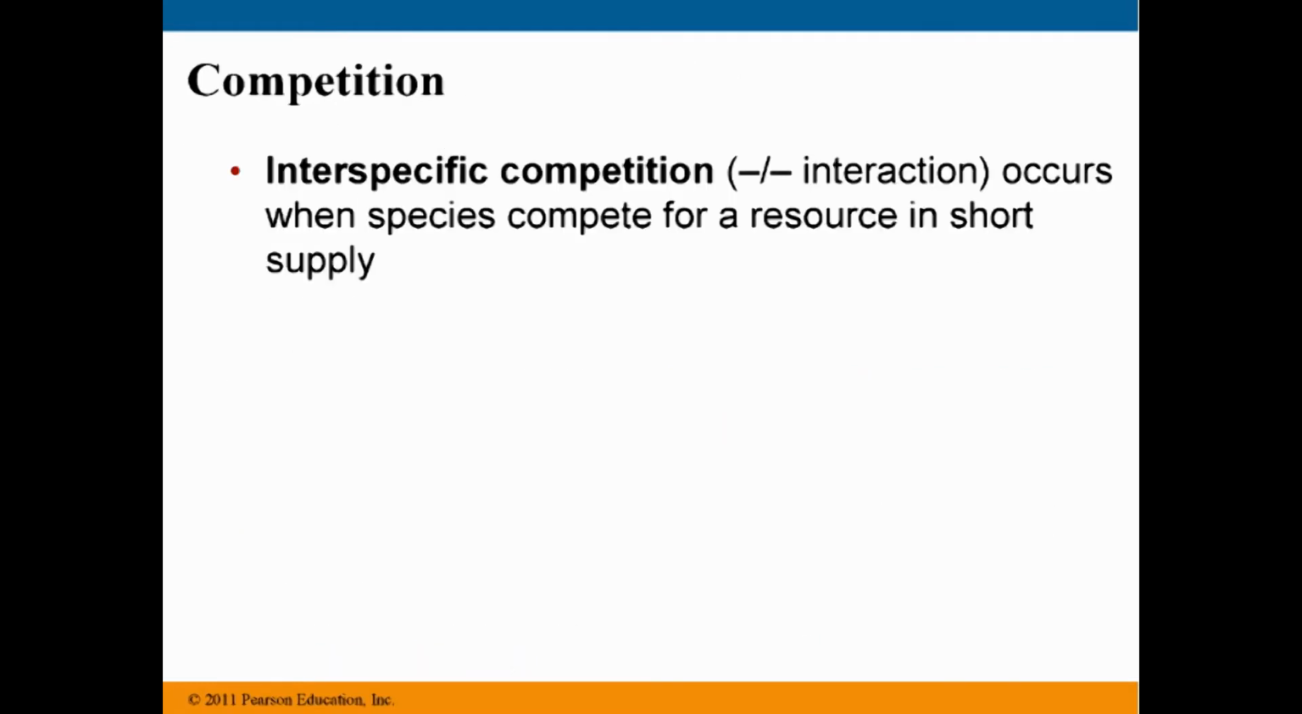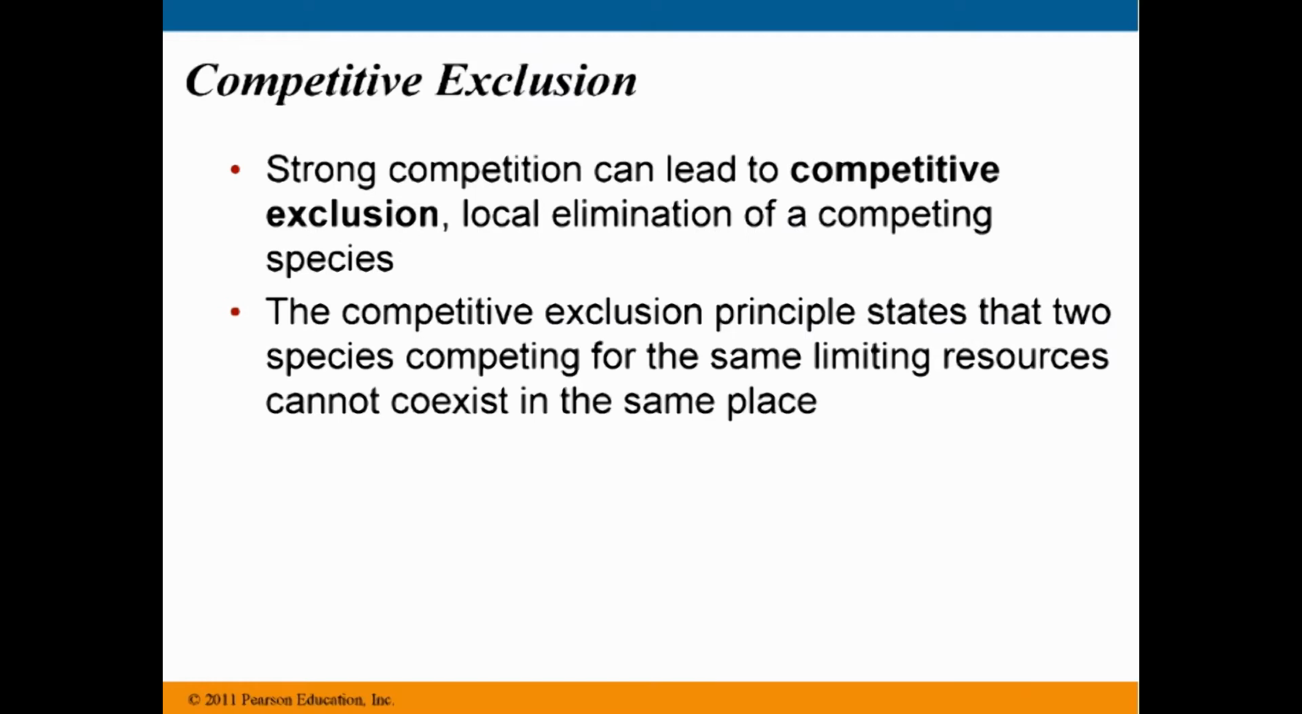Interspecific competition, so looking at competition, this is going to be a negative interaction. So this is going to have a detrimental effect on both species that are part of the competition. Now, this is going to happen very typically when a resource that both species share is in short supply. This leads us to a concept that's called competitive exclusion. Competitive exclusion is a very important concept to know, so you'll probably see this on the exam.